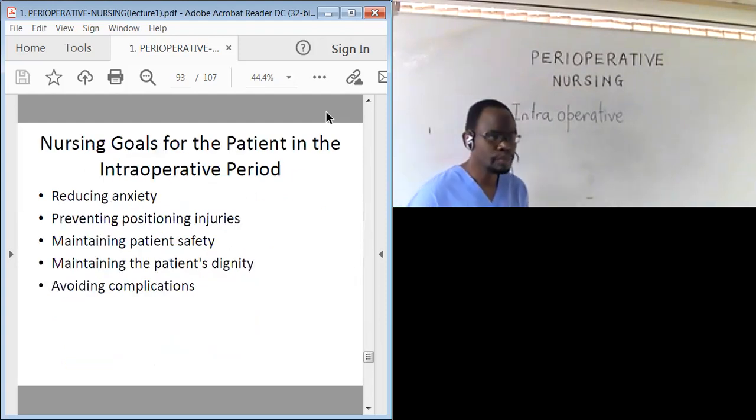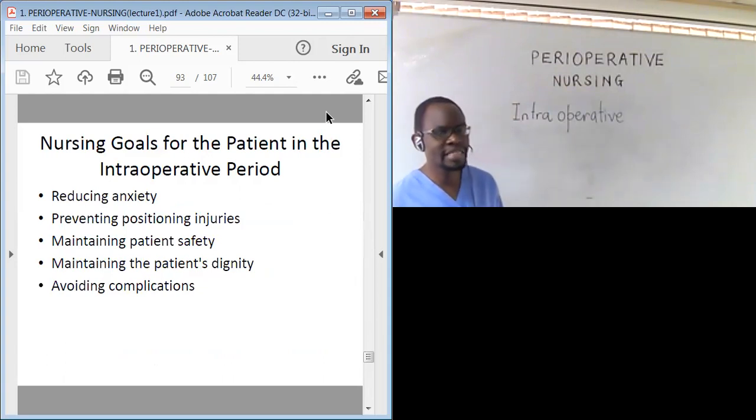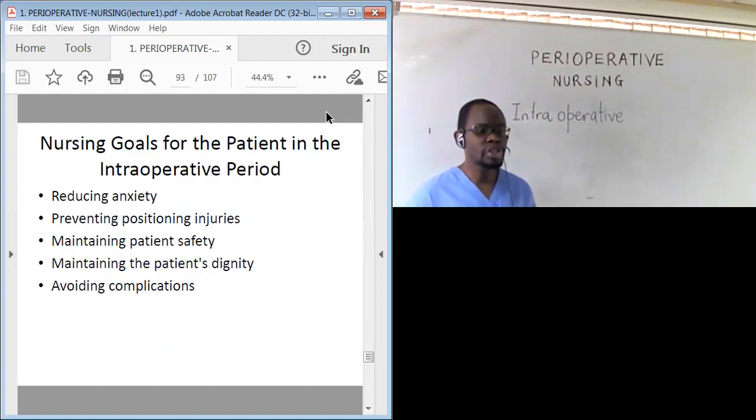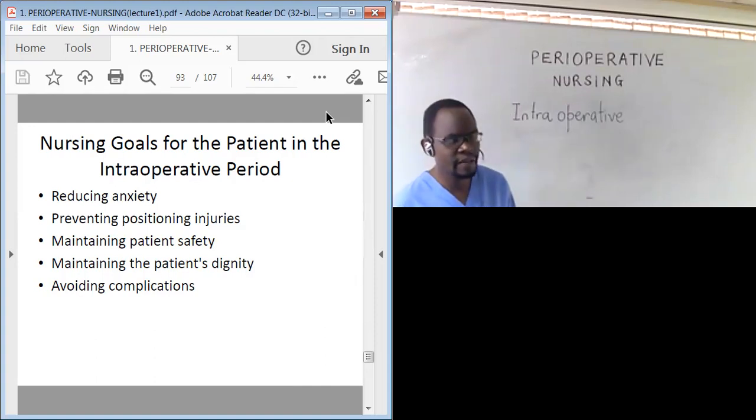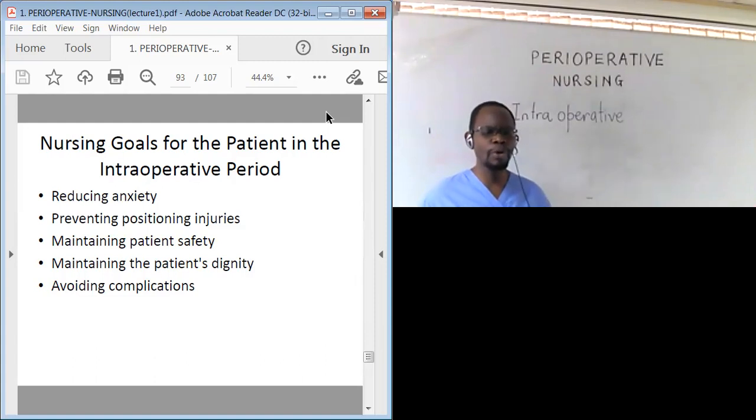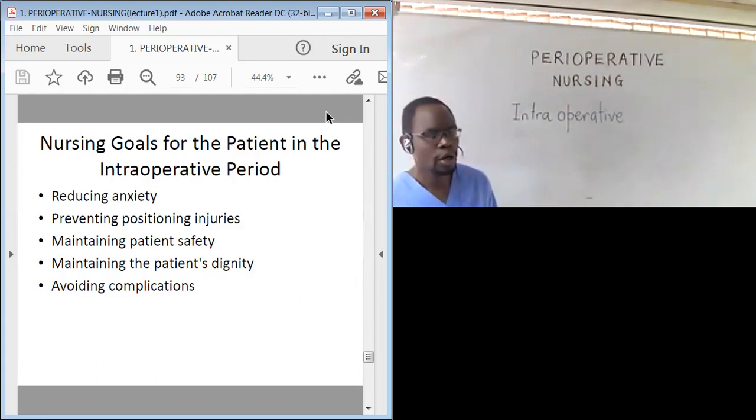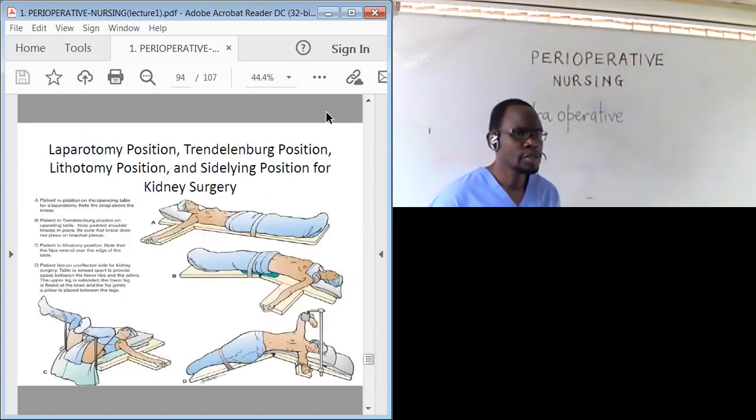Now, what are the nursing goals for a patient in the intraoperative phase? One is reducing anxiety, positioning to avoid injuries, maintaining patient safety, maintaining the patient's dignity. Only expose that area which is going to be operated upon, and then avoid complications. So those are some of the positions that are ensured.